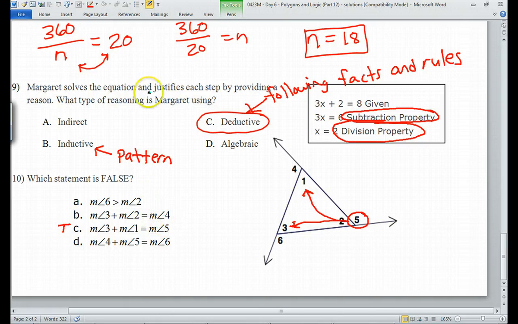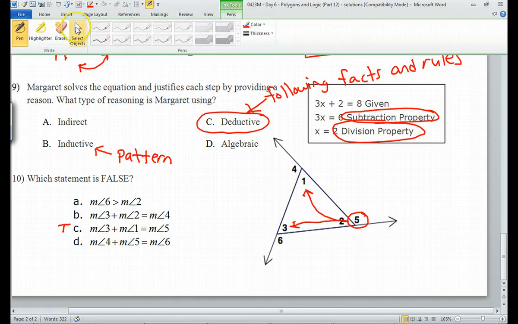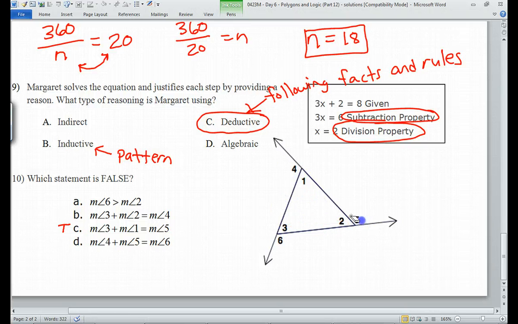Look at this one. I'm going to have to erase. Alright, look at this one. The measure of angle 4 should equal the sum of angle 3 and angle 2. And that's exactly what they have. Angle 3 plus angle 2 should equal angle 4. Alright, so that's true.